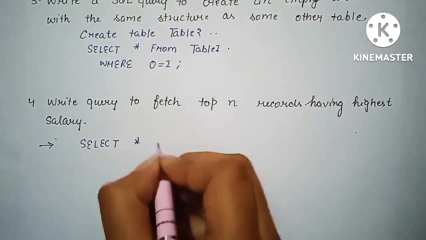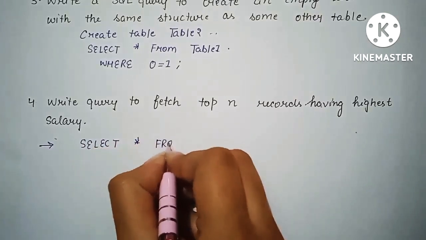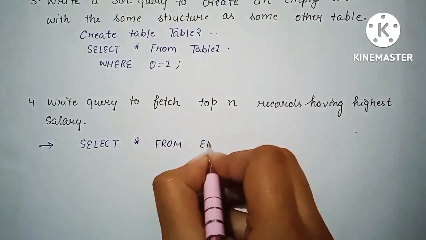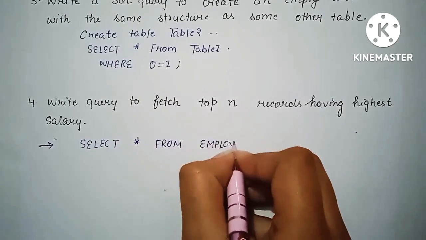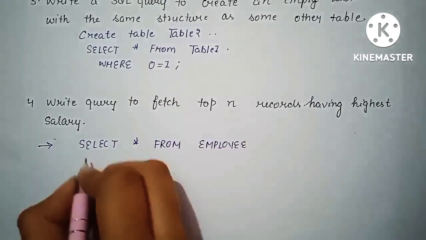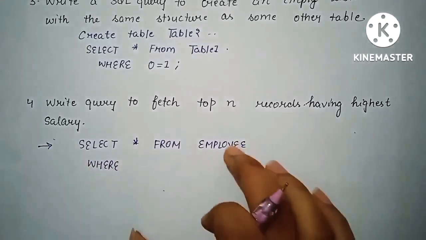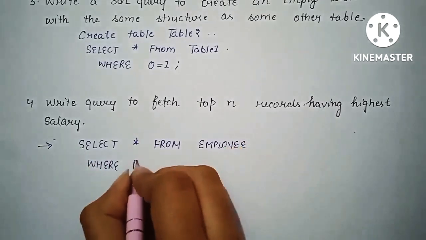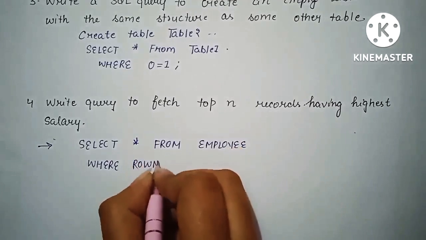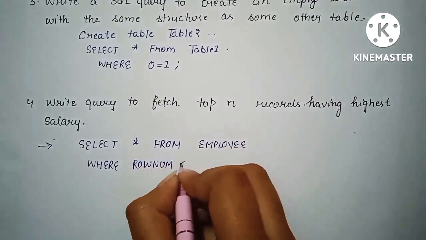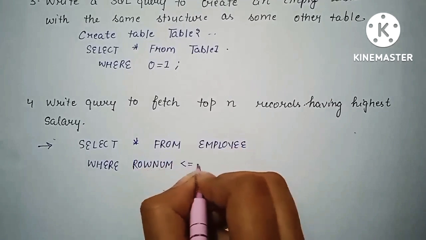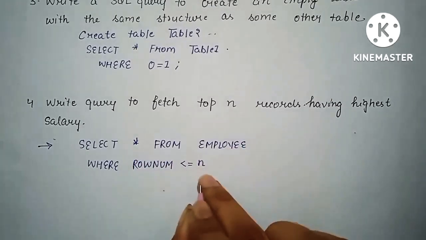select star from the table name, let's say it is the employee table. Now here in this query we are going to make use of rownum, where rownum is less than or equal to n. Whatever n we want to specify.